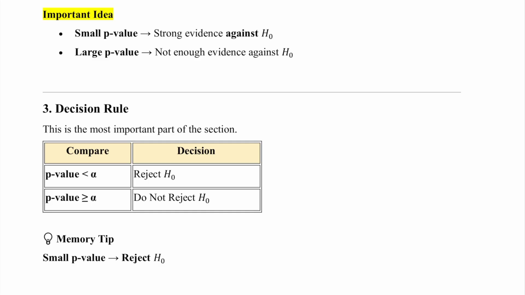Now, here's something that often confuses students. Notice that we said, do not reject the null hypothesis. We do not say accept the null hypothesis. Why not? Because failing to find enough evidence against the null hypothesis does not prove that it's true. It simply means that we don't have enough evidence to reject it. That is a very common mistake, so be careful with your wording.